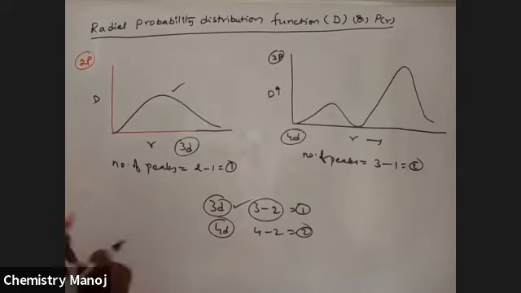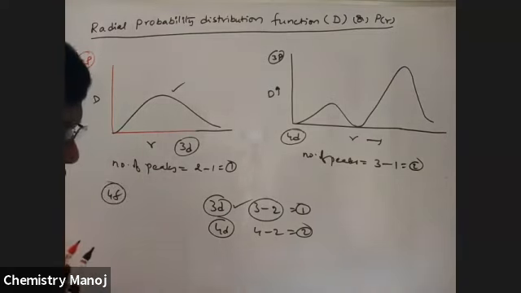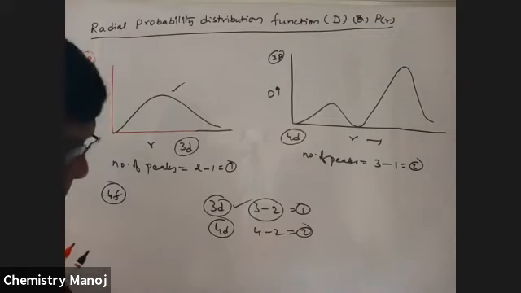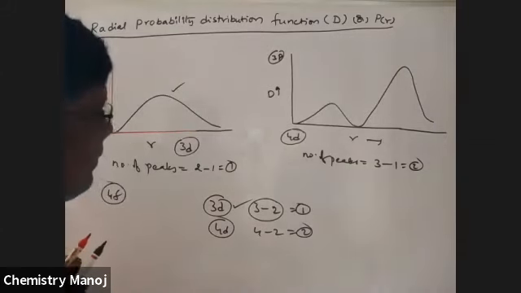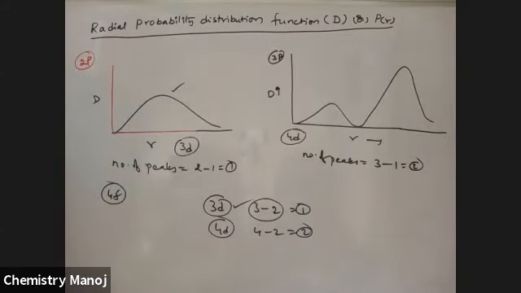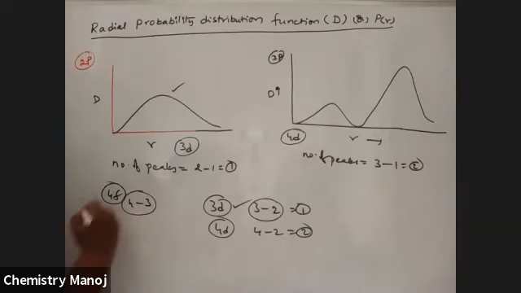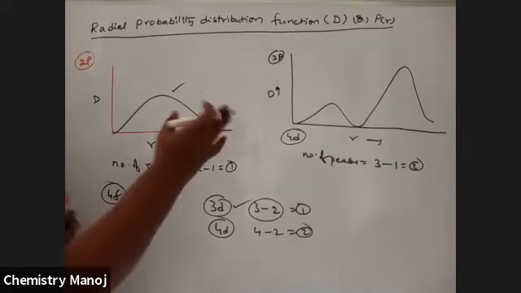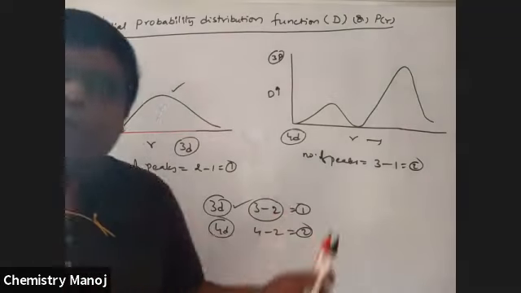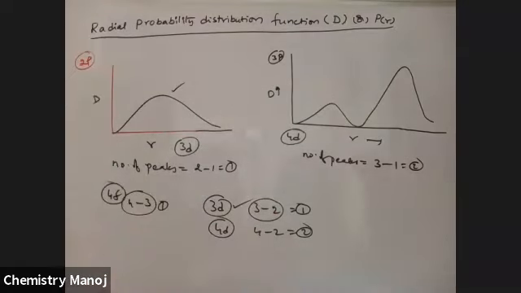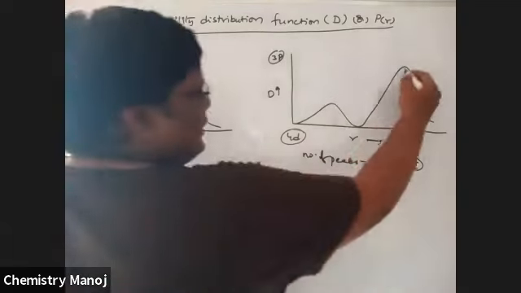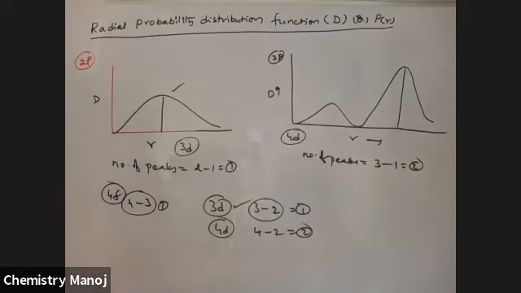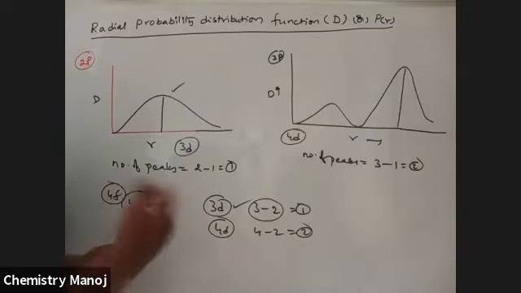Now how much for 4F orbital? Yes, 1. Because 4 minus 3 for F, the L value is 3, that is 1. So similarly, we are going to predict the number of peaks in the probability distribution curve. Now I am going to find out the maximum distance. Which one has the greatest maximum distance for different orbitals in the probability distribution curve?